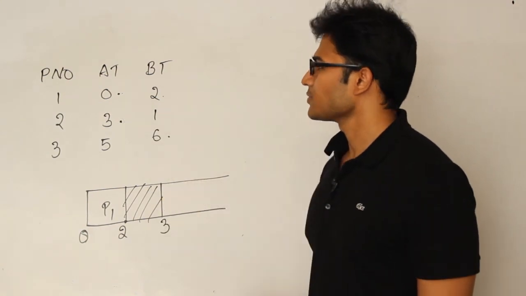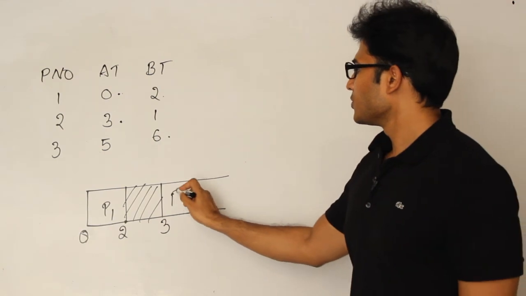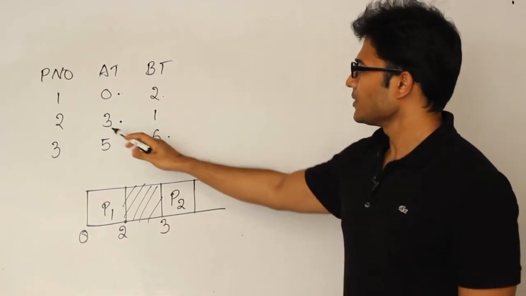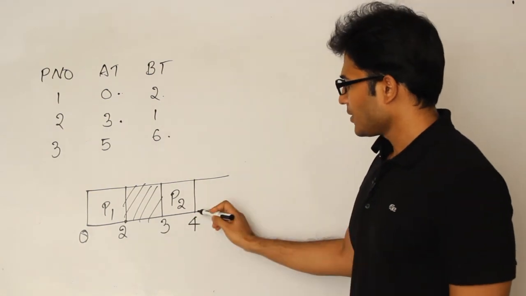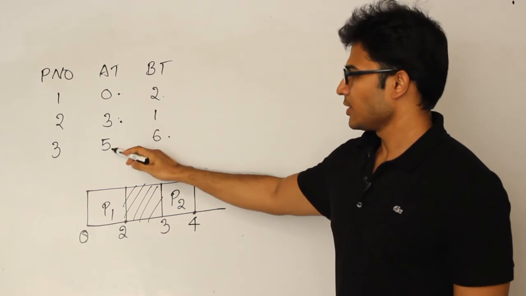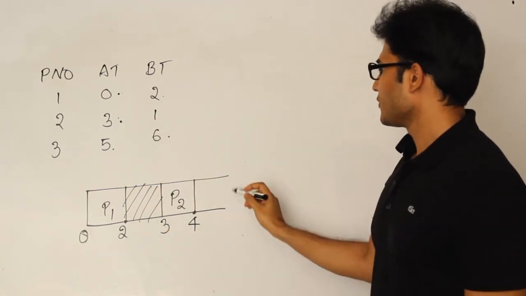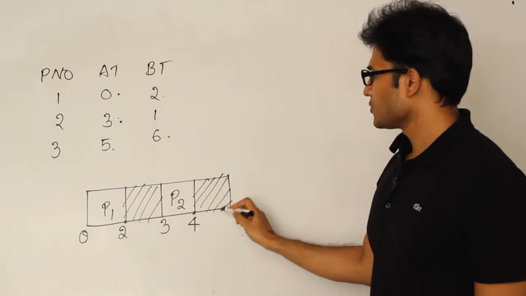So only at 3 the next one is available. And what is the next one? Process P2. P2 is available here, right? And what is the burst time of P2? 1 unit. Therefore it is going to finish by 4. And when you are at time 4, P1 and P2 are over, and the next process is not available until 5. Therefore we have to wait till 5. So that is how you get some gaps in the Gantt chart, right?